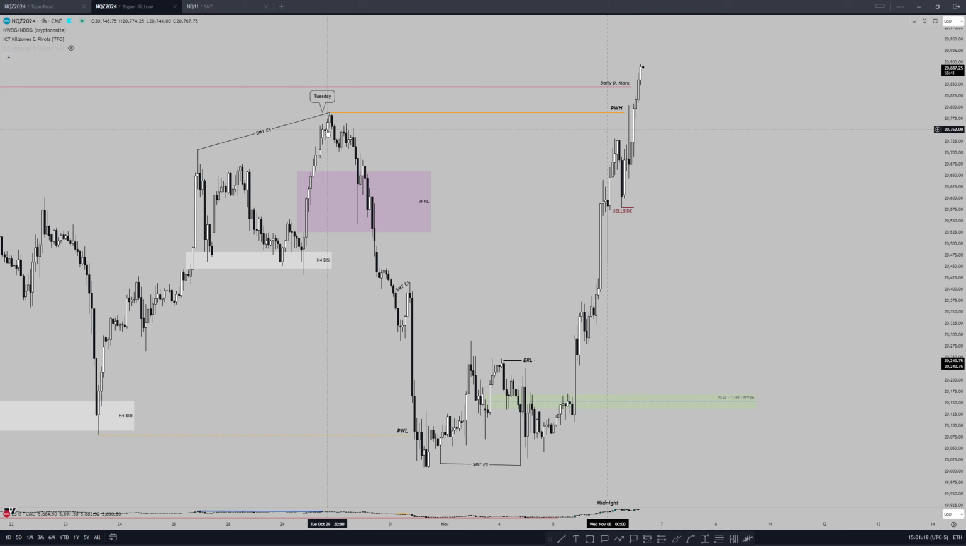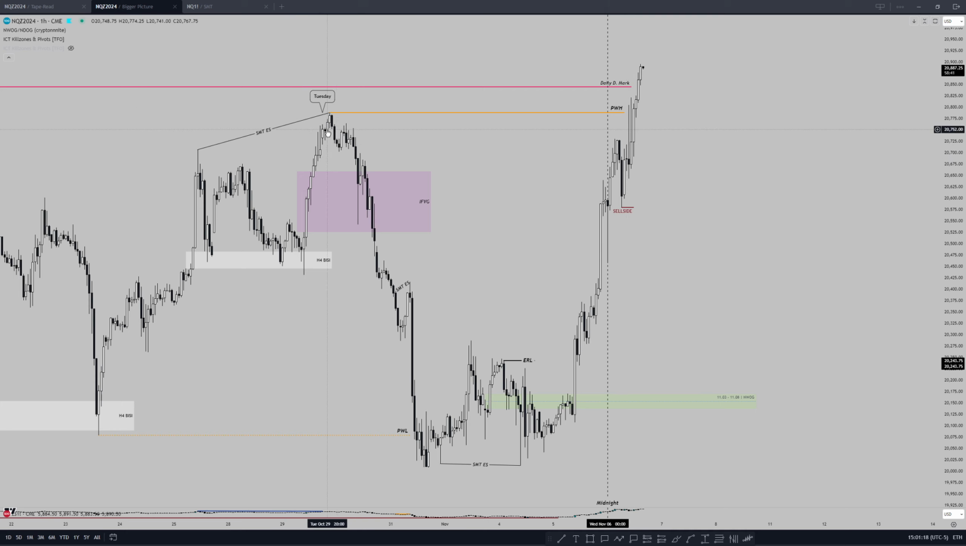So you have to understand that liquidity and inefficiencies normally are used as magnets. As we get closer to them, price is more likely to speed up or draw towards that magnet. So there's less time for orders to be pulled and there's more liquidity available on those specific levels. So we had SMT on the lows going into Monday.